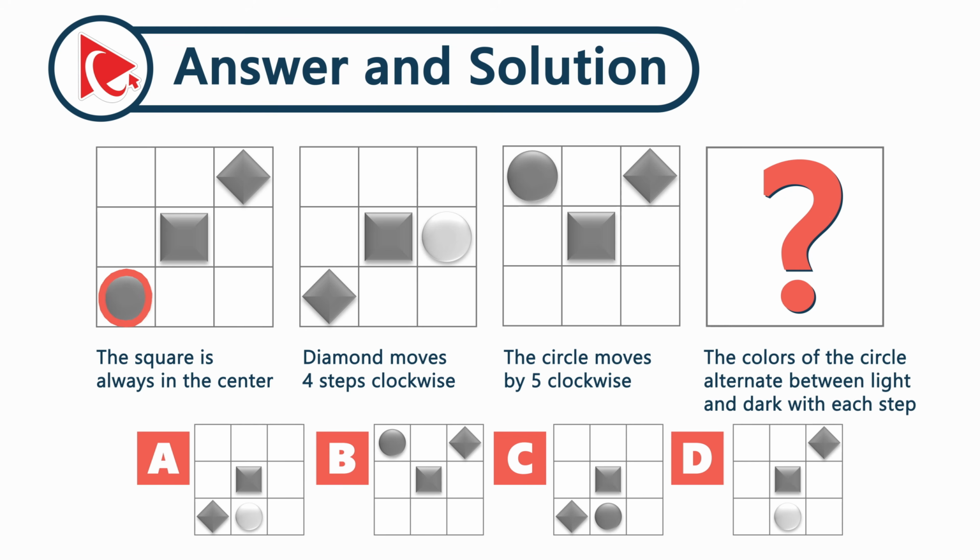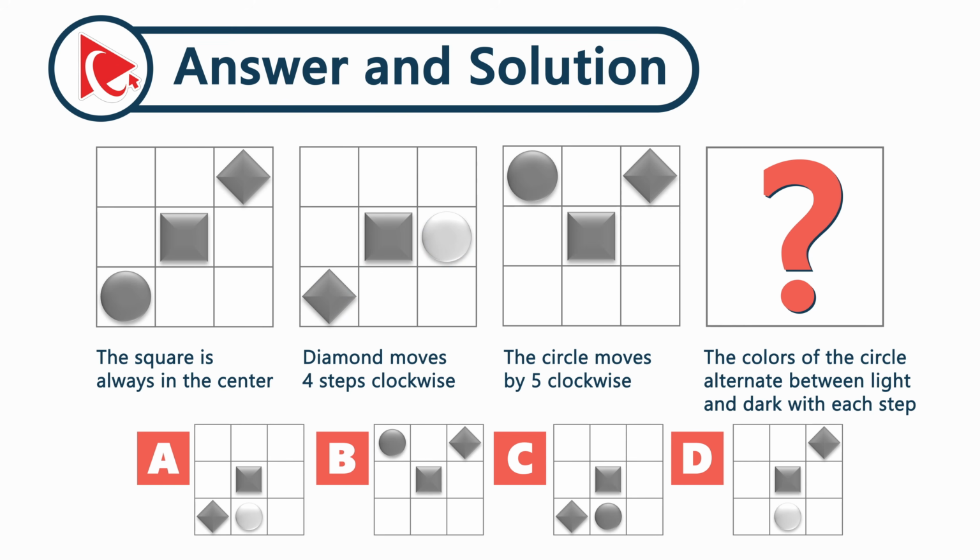In the first matrix, circle is at 8 o'clock. Let's move it 5 steps clockwise. 1, 2, 3, 4, 5. And change the color. And this is exactly what we see in the second shape. Let's continue. 1, 2, 3, 4, 5. And change the color. And this is why we see circle at 11 o'clock in the third shape.